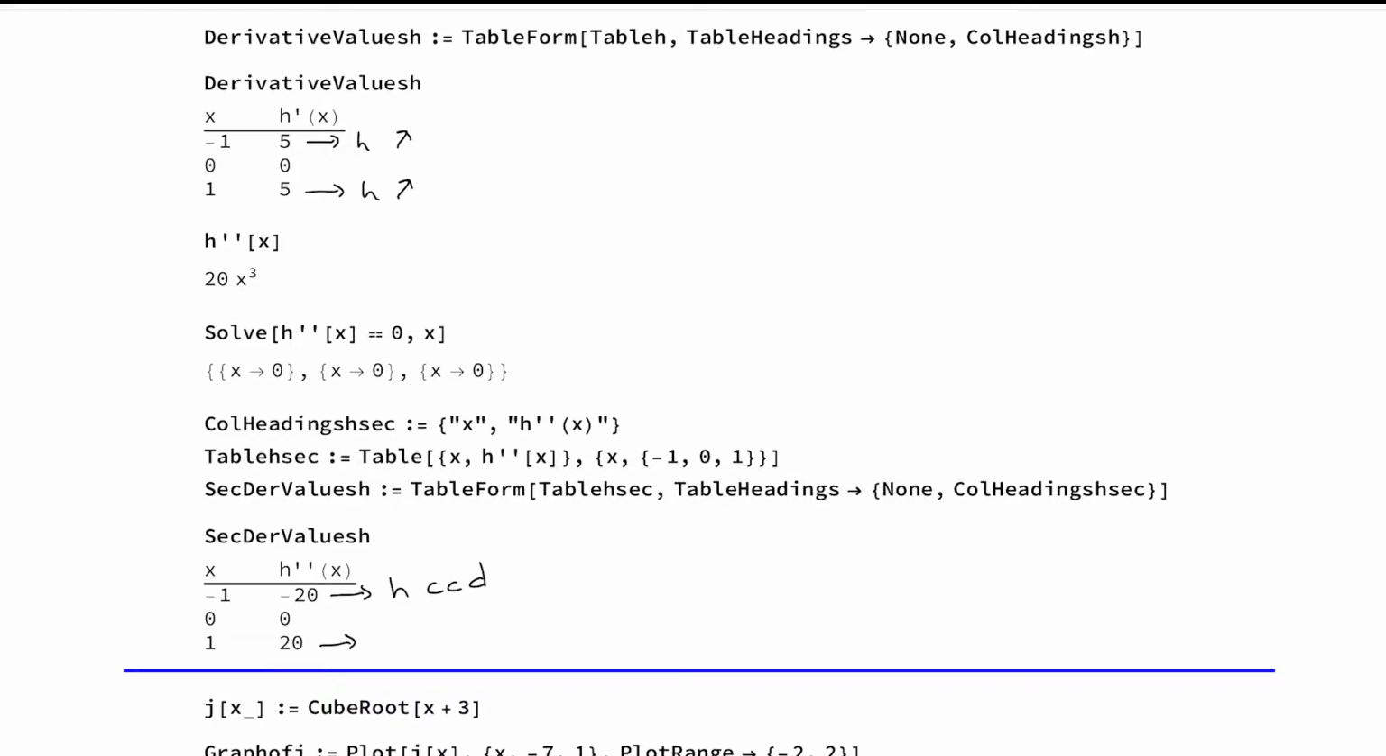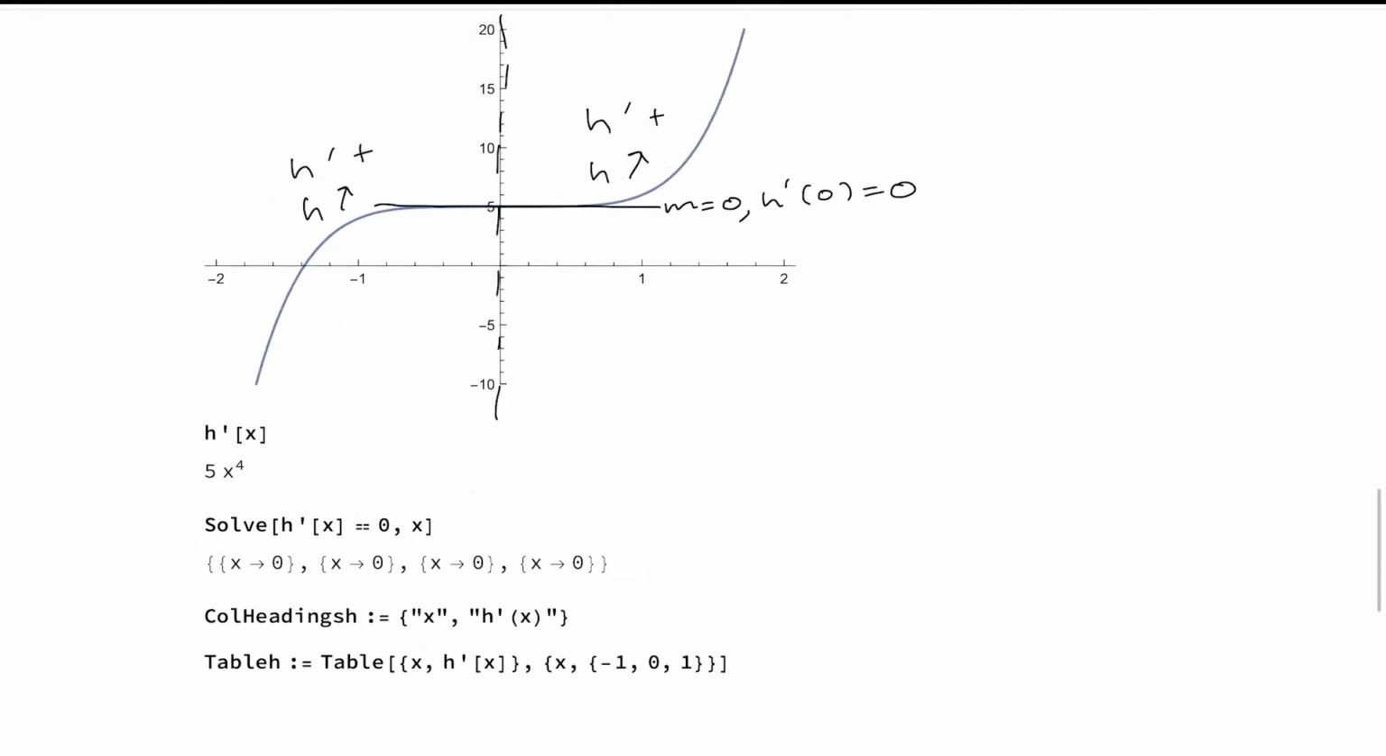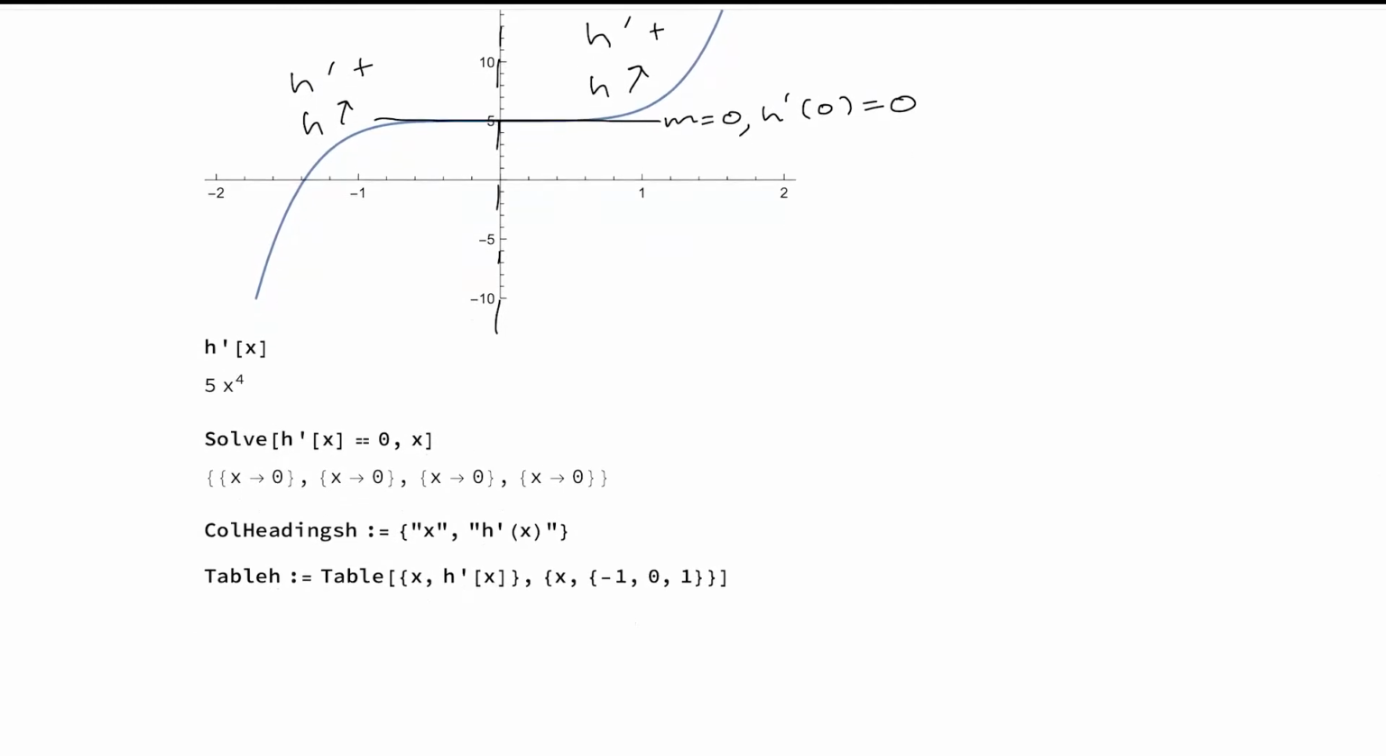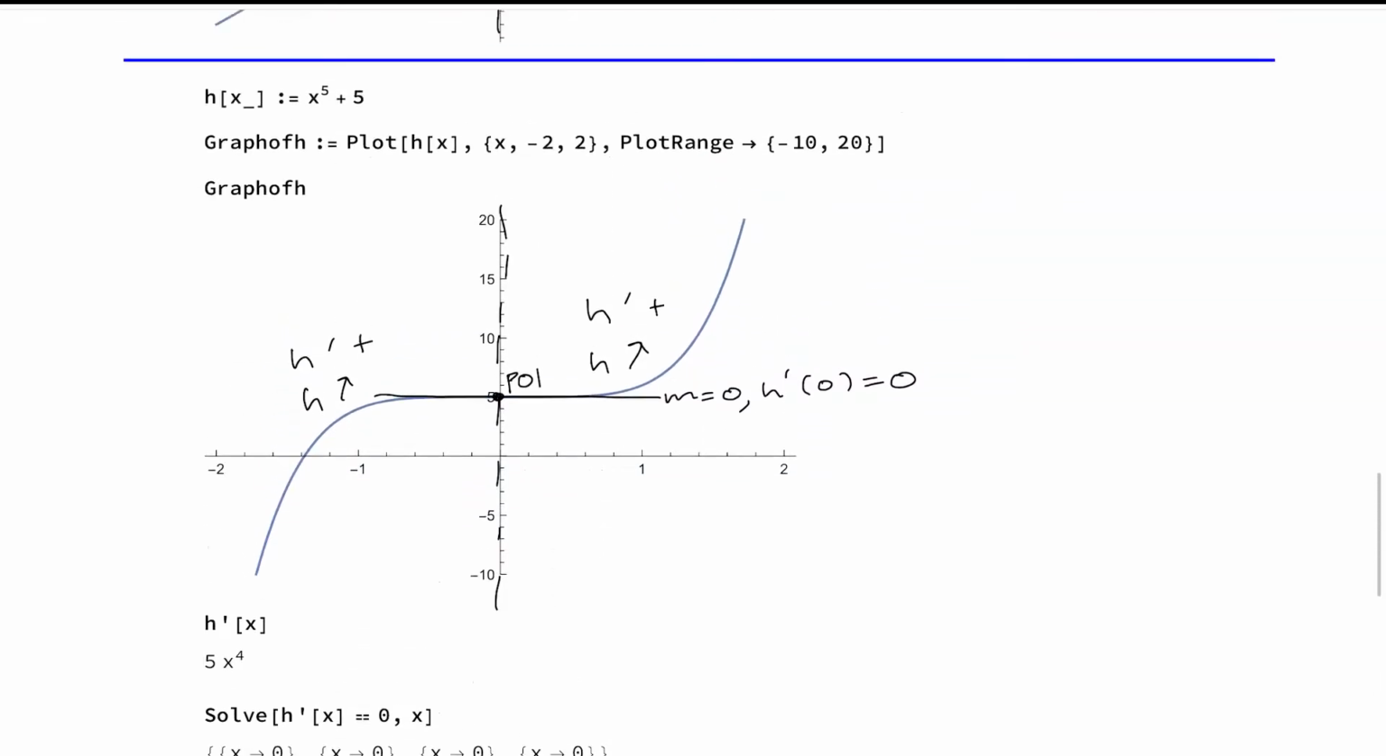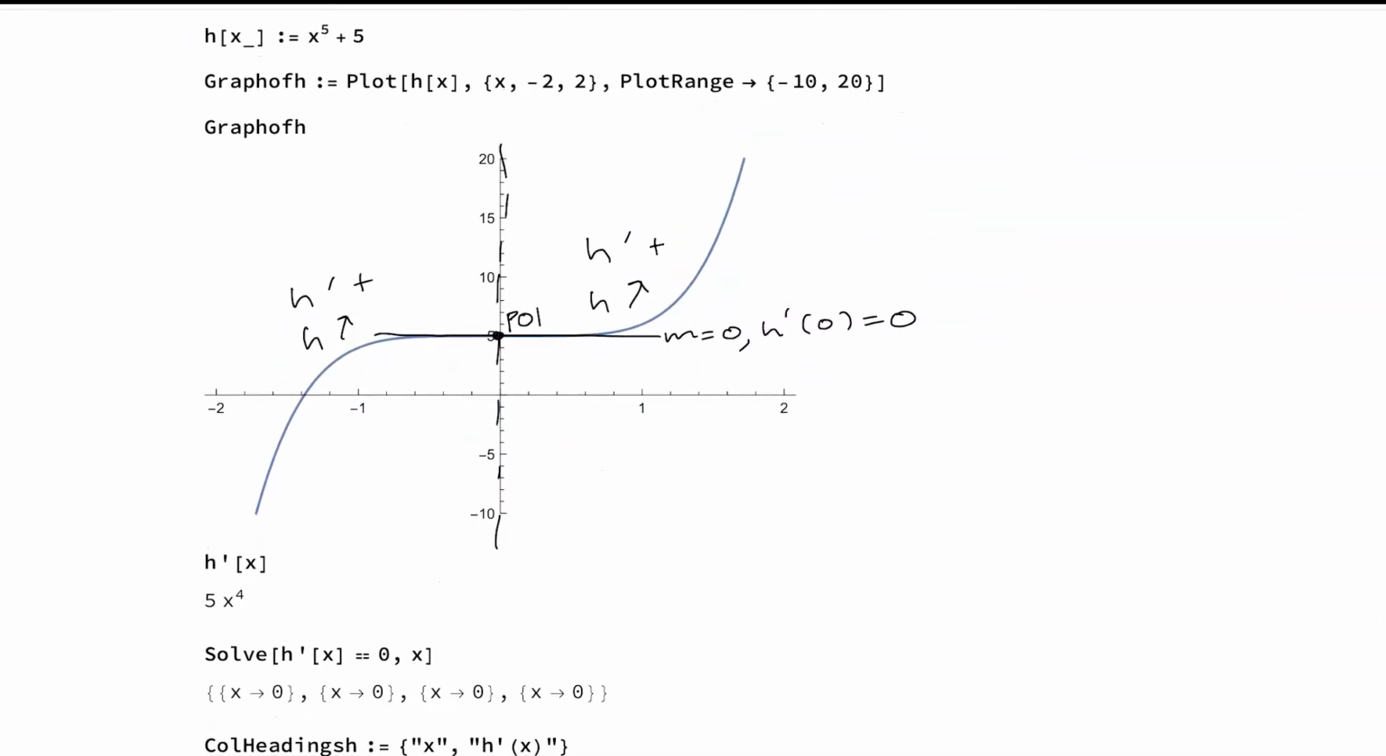And I look at the sign with a table of values. I look at the sign of h double prime to the left of 0, and that sign is negative, so h is concave down. I look to the right of 0, and I see that h double prime is positive, so h would be then concave up. So that means I have a point of inflection on h at x equals 0, which is what I suspected from looking at it, just eyeballing it. Point of inflection on h, no maxes, no mins.